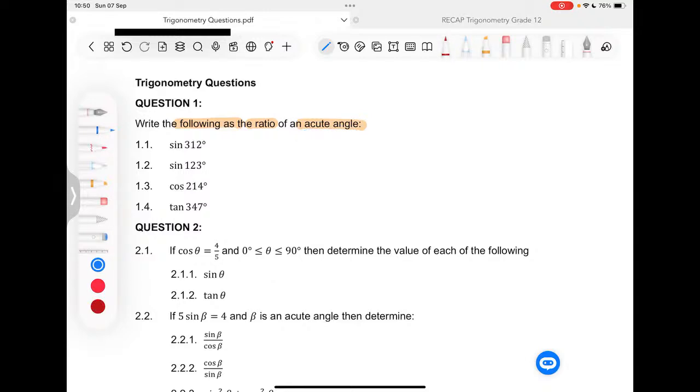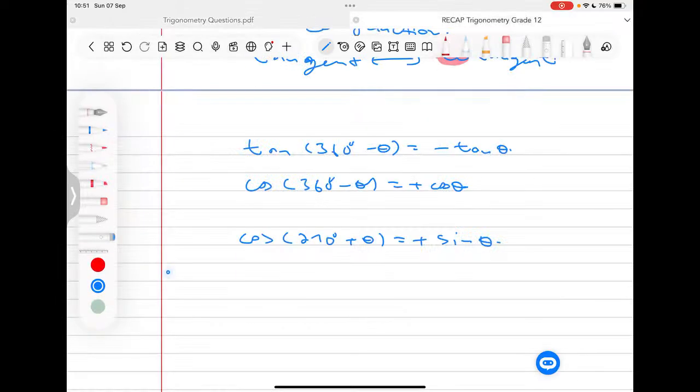That's what I'm saying, they're already telling you that we have to reduce these angles, because when you write them as an acute angle, it's a small angle, it is reduced. So that means you have to use the reduction formula, right? I hope the language makes sense and we are on the same page. Now, if we were to do 1.1, we actually have here the sine of 312 degrees.